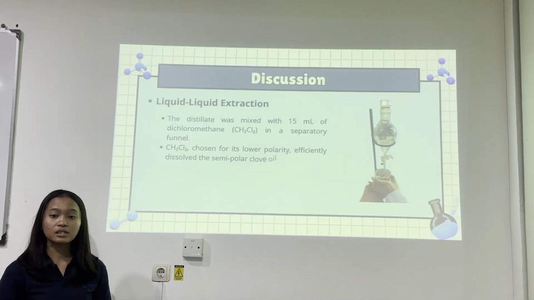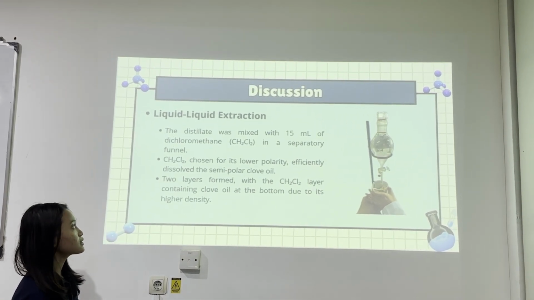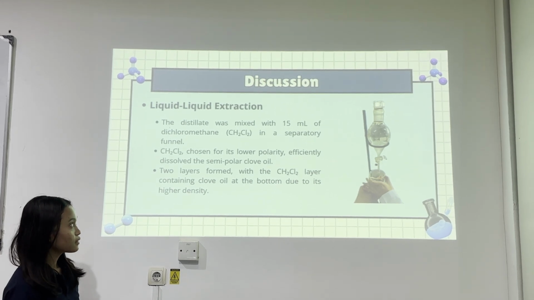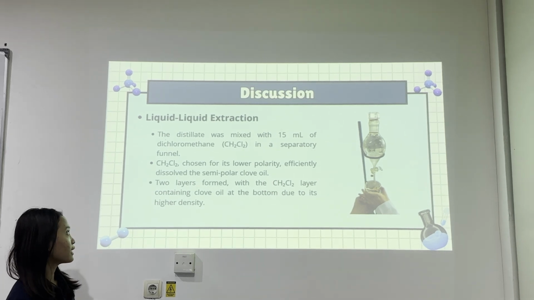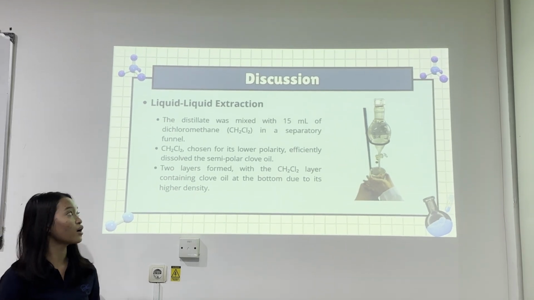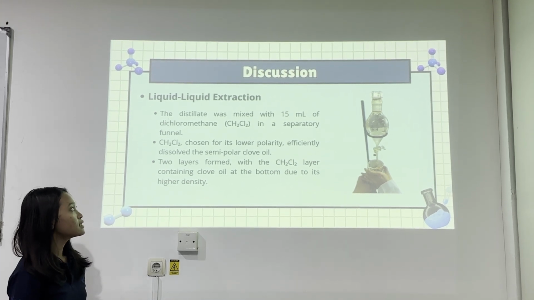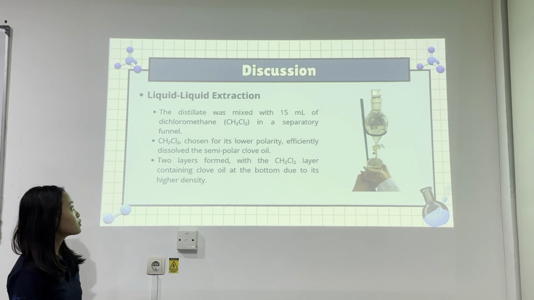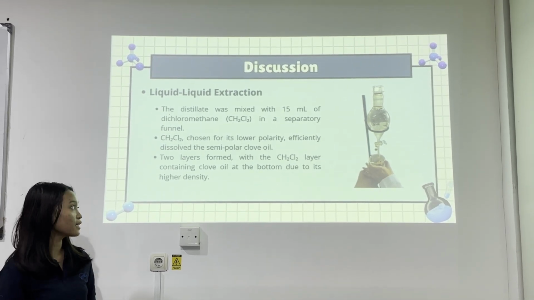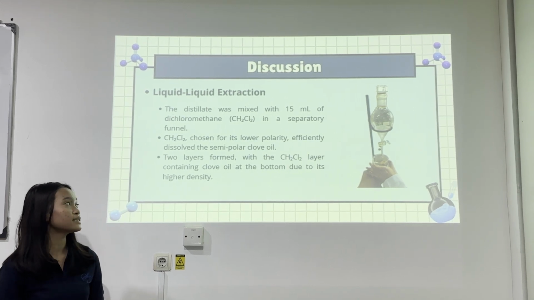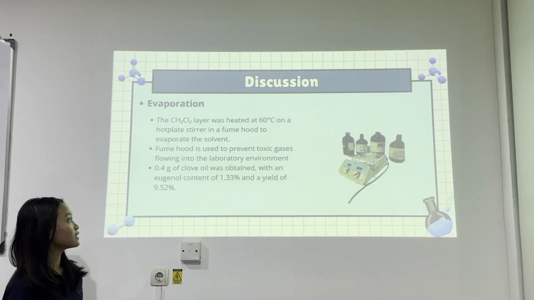And the next, liquid extraction. The distillate was mixed with 15 ml of dichloromethane in a separatory funnel. Dichloromethane was chosen for its lower polarity, efficient to dissolve the semipolar clove oil. Two layers form, with the dichloromethane layer containing clove oil at the bottom due to its higher density.